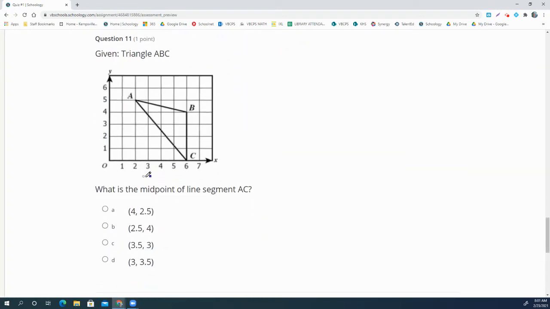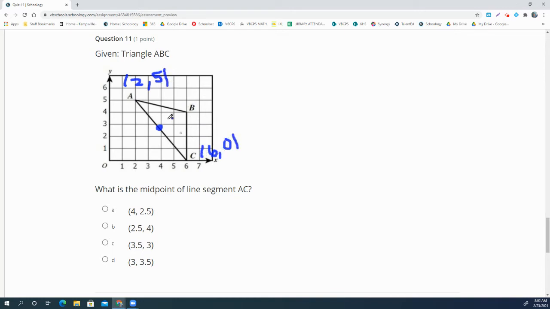What's number 11 asking me? The midpoint of AC. So I want to take from A to C and I want to find the midpoint, right? I always make a prediction if there's a graph. How do I find the midpoint? What's the math I have to do? X plus X, and what are my X's? So 6 and 2. This point is 2, 5. And this point is 6, 0.